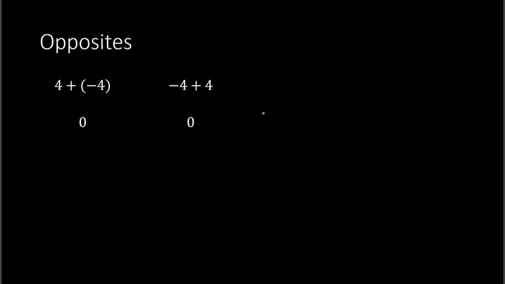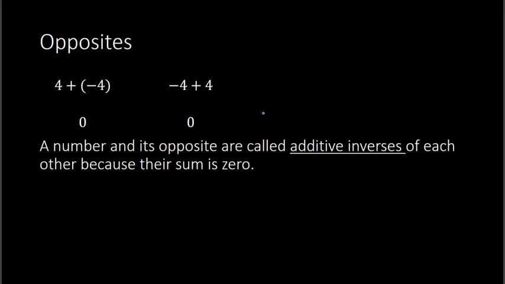So a number and its opposite are called additive inverses of each other. Like 4 and -4, those are called additive inverses. So it's the same thing as opposite, but for addition it's going to be the additive inverse, and it's because their sum is going to equal 0.